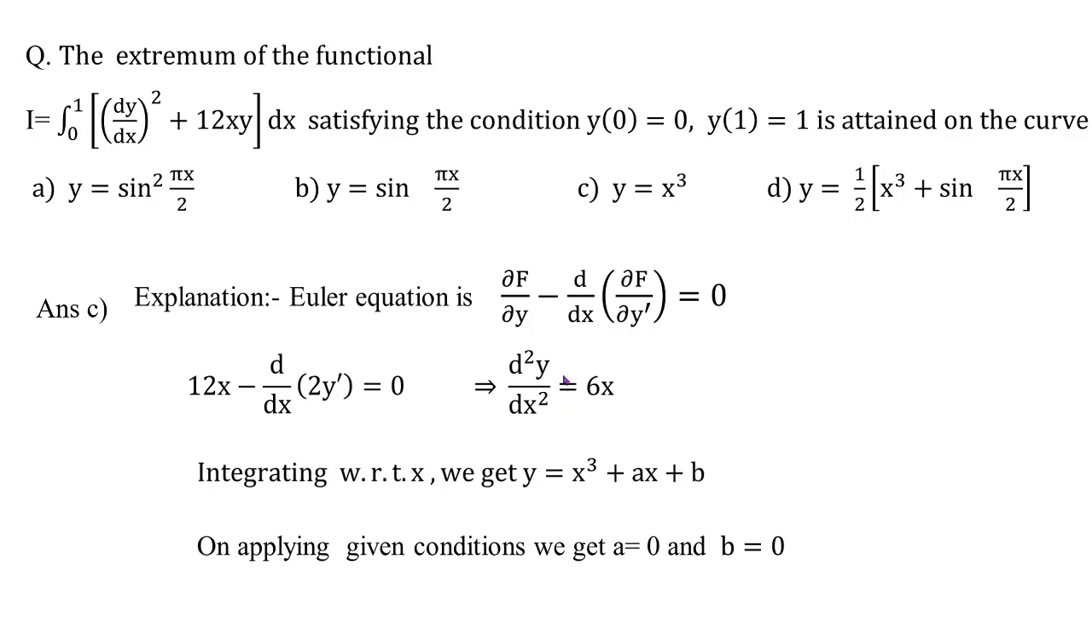Now as this is of the form d2y by dx square equal to completely a function of the independent variable, just by integrating as many times as the order of differentiation, we get the solution. The order of derivative is 2, so we will integrate this 2 times with respect to x. We get y equal to x cube plus ax plus b. Now this involves two arbitrary constants a and b. By using the given condition, that is when x is 0 y is 0 and when x is 1 y is 1, we obtain a equal to 0 and b equal to 0. Substituting these values, we find y equal to x cube. That's why the correct option is C.